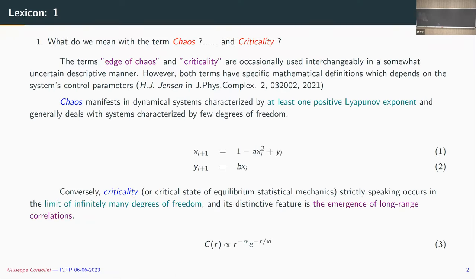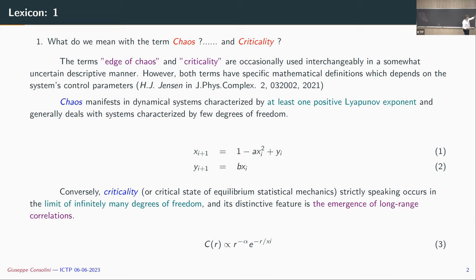Now, lexicon. In my talk, I will use two words, and these words are essentially chaos and criticality. So what's the meaning of chaos, what's the meaning of criticality, and how do we use this terminology? Chaos is something typical of a dynamical system when at least one Lyapunov exponent is positive. You can observe chaos also in a system with a few degrees of freedom.